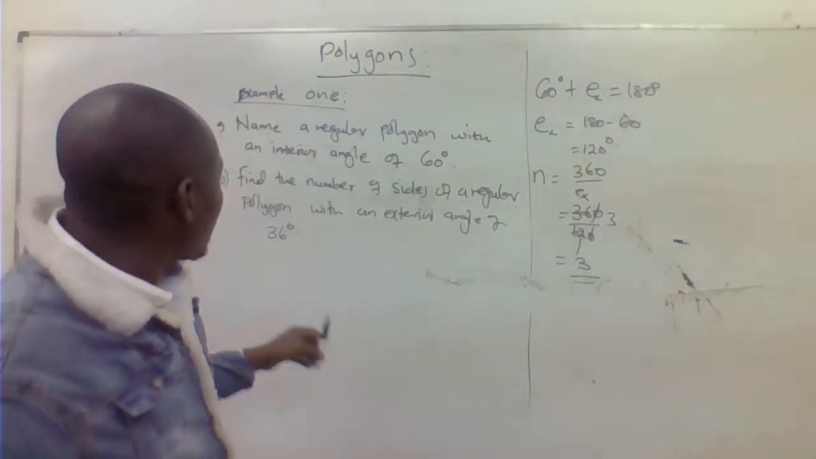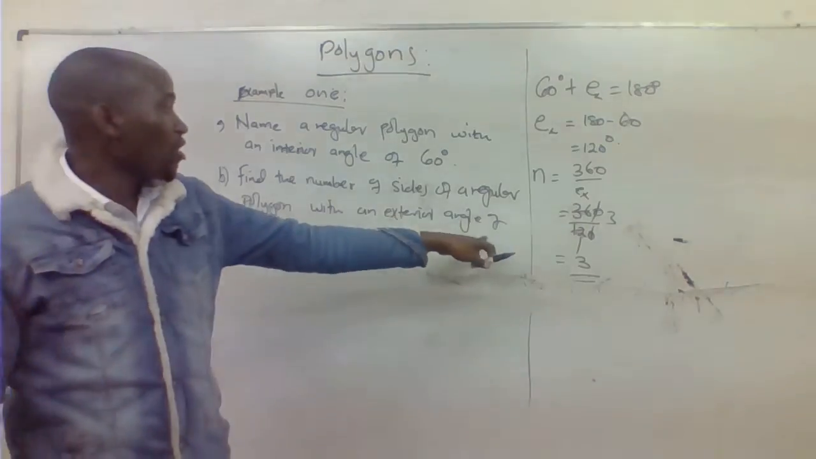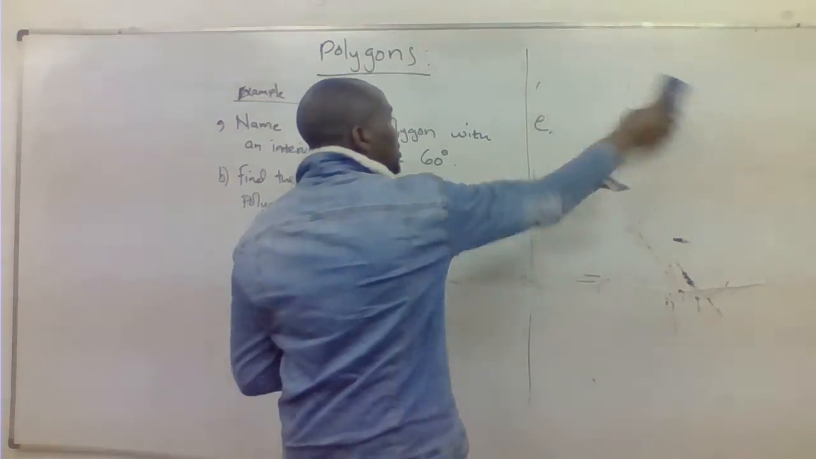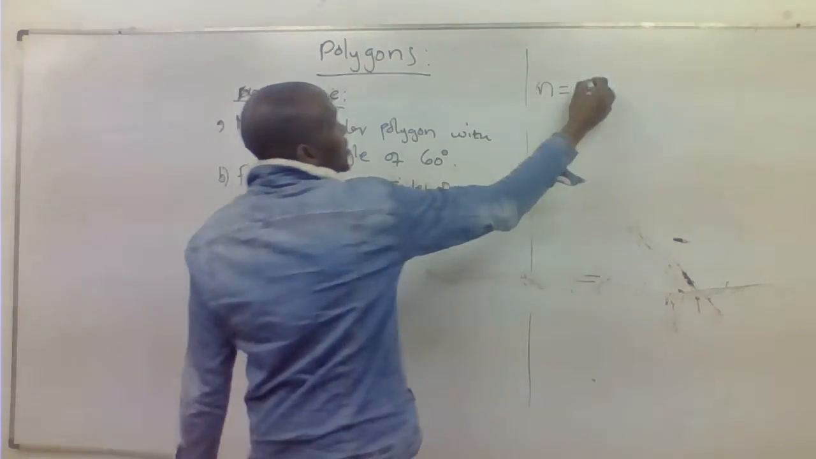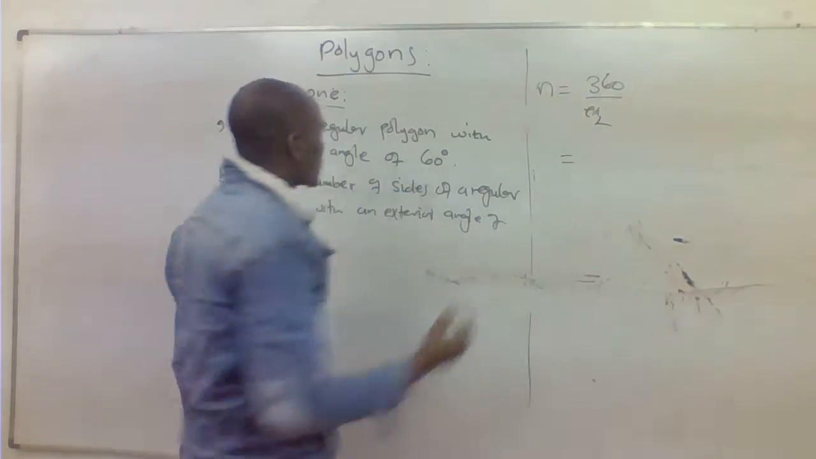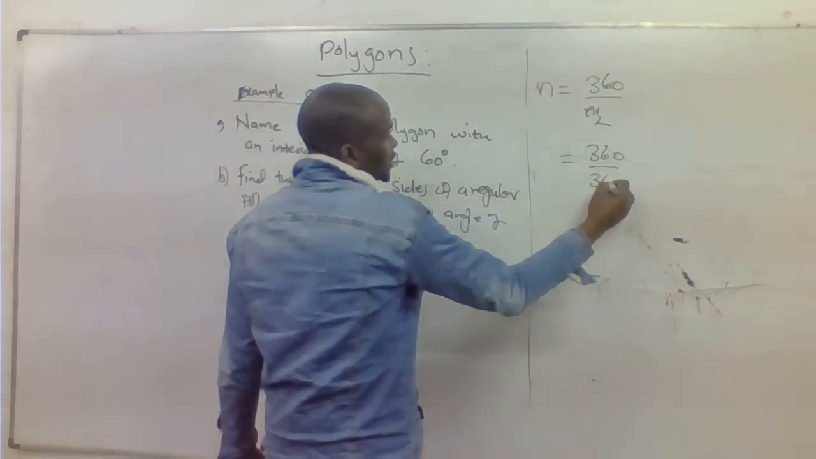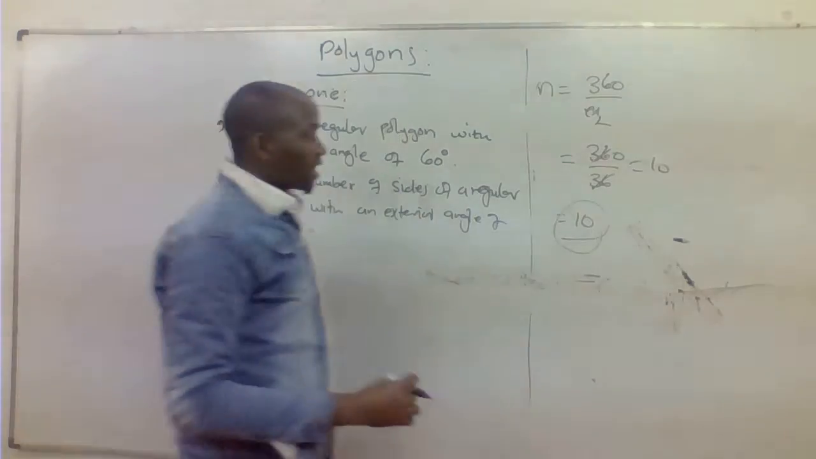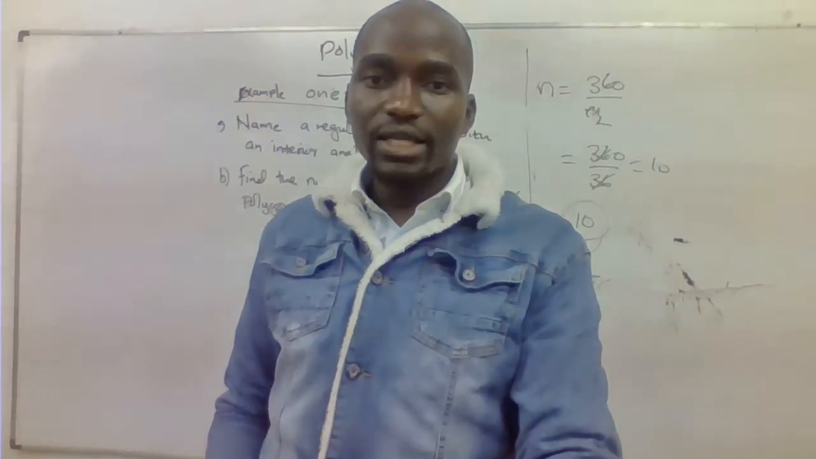Let's look at the other question. Find the number of sides of a regular polygon with an exterior angle of 36 degrees. So we use this given concept. That is, the number of sides n can be given by 360 divided by the exterior angle. We have been given the exterior angle as 36, so this will be 360 divided by 36. We cancel, we get 10, so the number of sides there is 10. So the name of the polygon here will be a decagon.